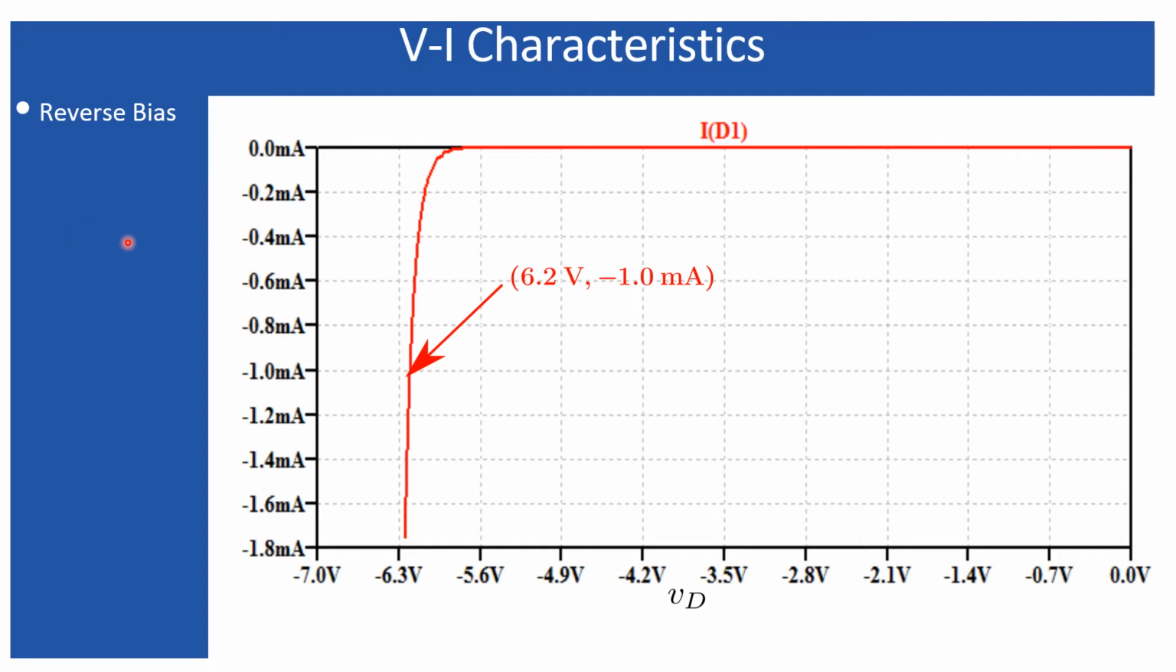Next is the reverse bias characteristics of a PN junction diode. But here I did not use the silicon diode, that means the 4148 diode that I used in my previous slide. Here I have used the Zener diode to demonstrate the reverse bias characteristics. The reasons behind this are two.